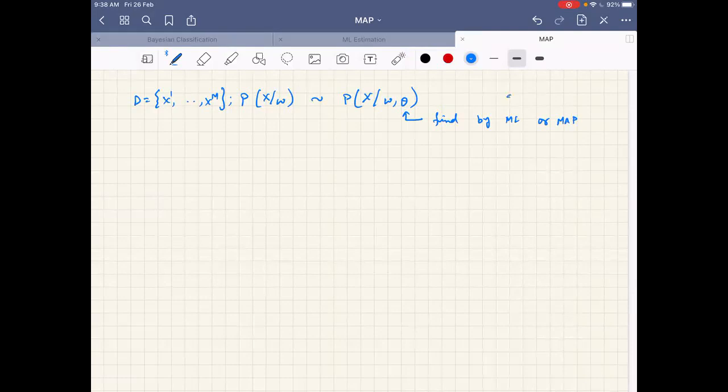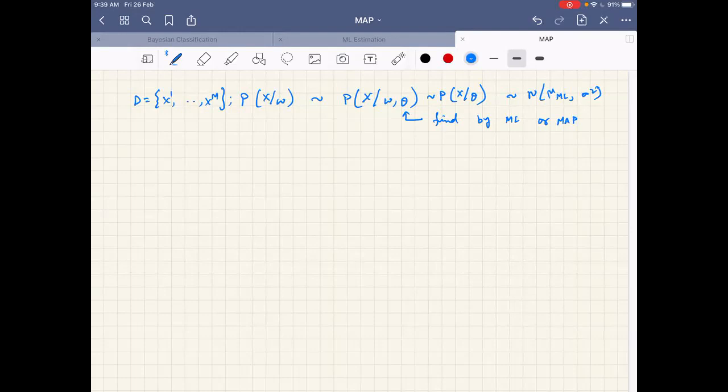So essentially we are writing finally N of mu ML comma sigma square, or mu MAP comma sigma square and so on, right? So essentially what we are doing is parameterizing the likelihood, finding the parameters only of the likelihood and writing the likelihood. Is this clear or not, in ML estimate or MAP estimate?